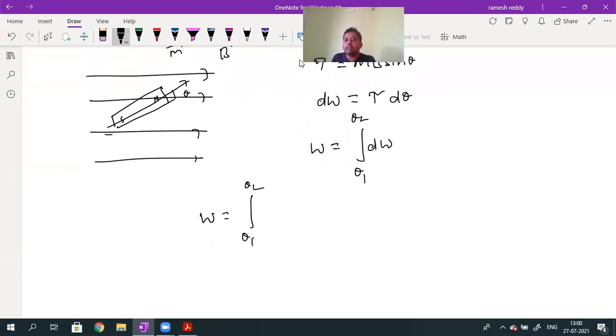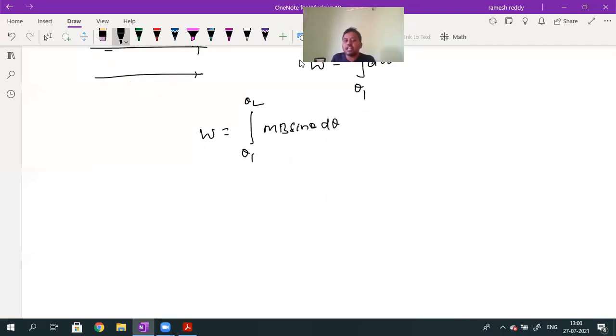So the torque value will be given by m into B into sin theta into d theta. After doing the integration, what is the final expression for the work done? The integration of sin theta is minus cos theta. So I will get m into B into cos θ1 minus cos θ2, directly substituting the limits.